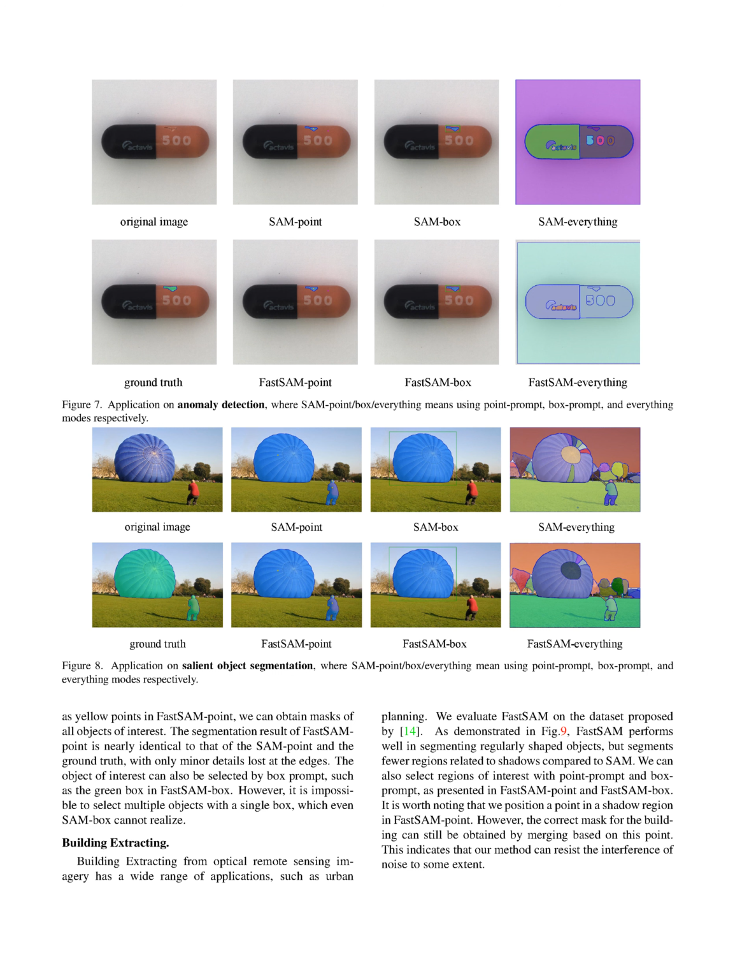Additionally, we introduced two methods called FastPoint and FastBox that allow the selection of regions of interest using point prompt and box prompt techniques, respectively. In FastPoint, we position a point within a shadow region. Despite this, we can still obtain the correct mask for the building by merging based on this point. This demonstrates that our method can handle noise interference to some extent.